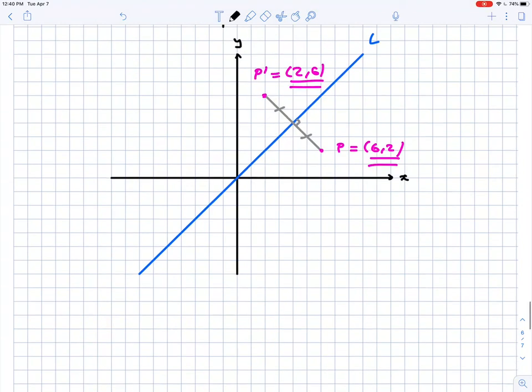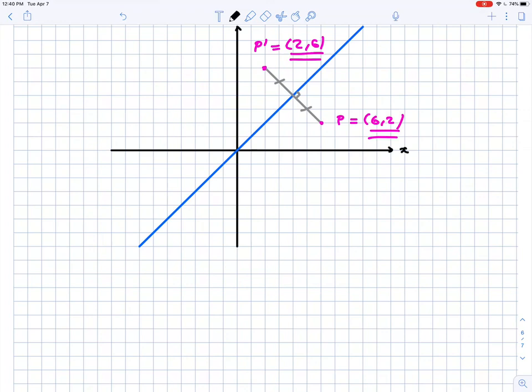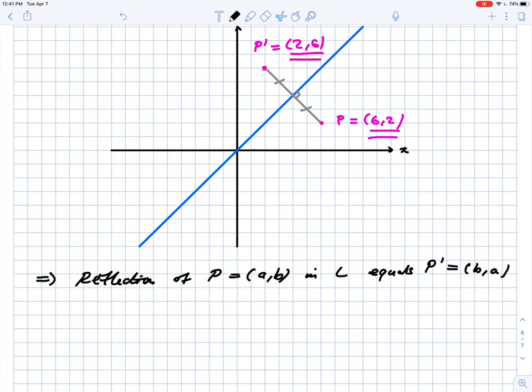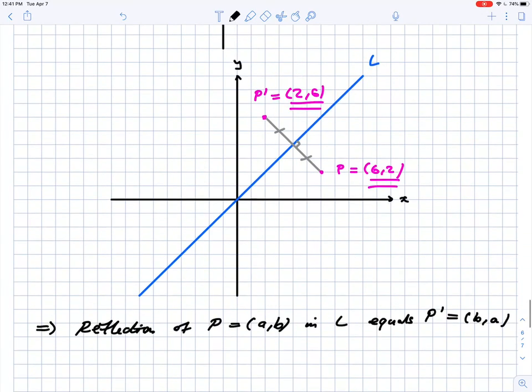I think this is really cool, right? So this tells you the following. The reflection of the point, let's say P, where I'll just write it in general, it's (a, b), in L equals P prime, which is equal to (b, a). So this simple thing in Cartesian coordinates of flipping the coordinates, exchanging the x with the y, actually has a geometric meaning, right? It's the same thing as reflecting in that line L. So pretty neat.